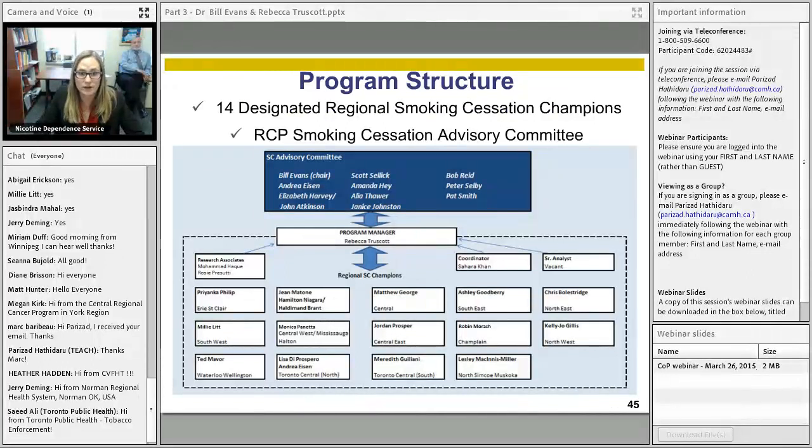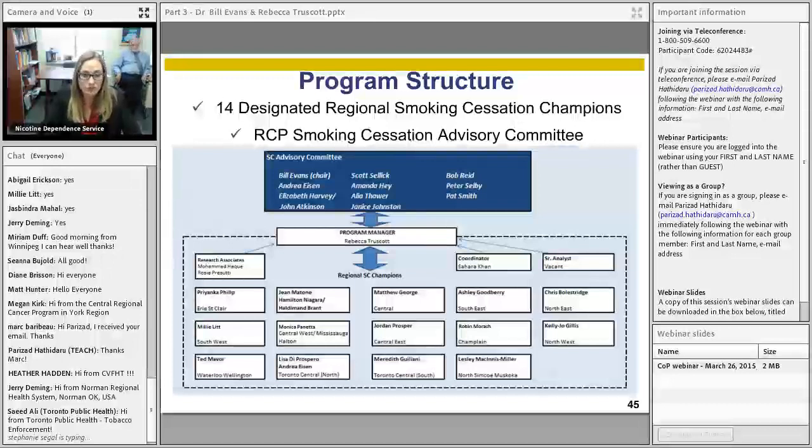This is the structure of our program. So we're very fortunate to have kept on a number of the individuals that were part of our original steering committee to be part of our Smoking Cessation Advisory Committee. Dr. Evans continues to be the chair of this work, and the group meets about 4 to 6 times a year to really provide guidance and strategic advice to how to strengthen and improve the program.